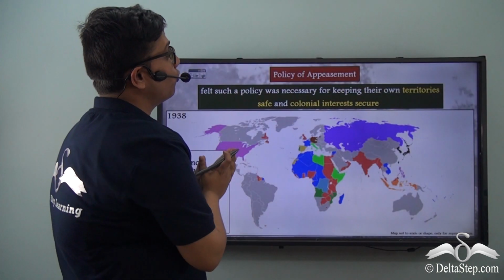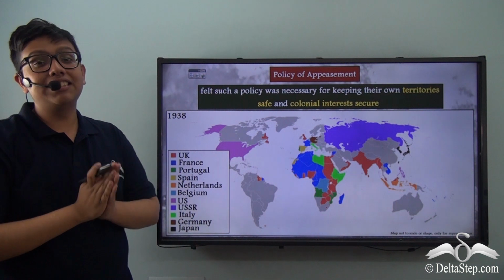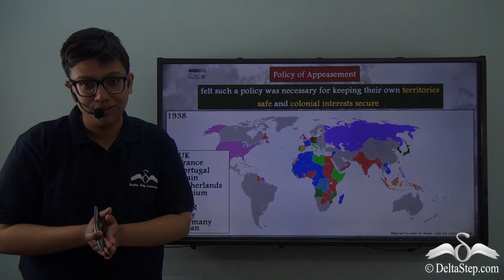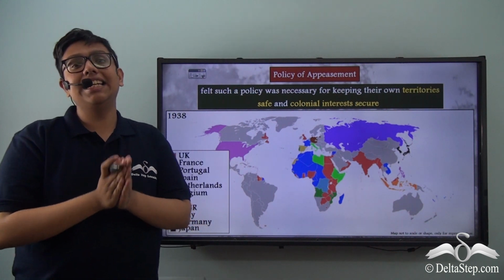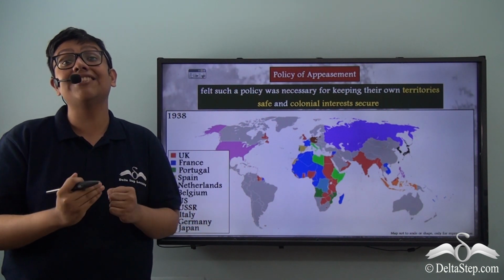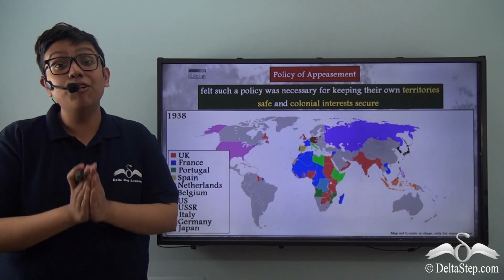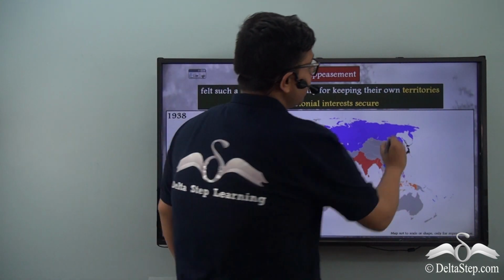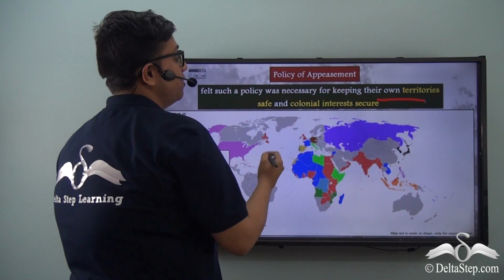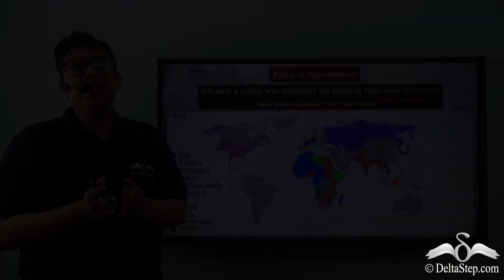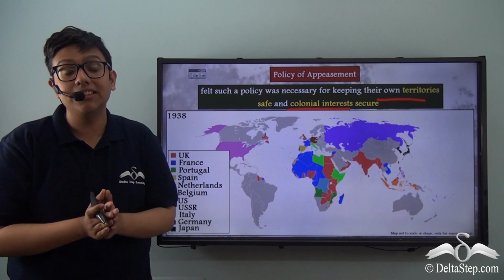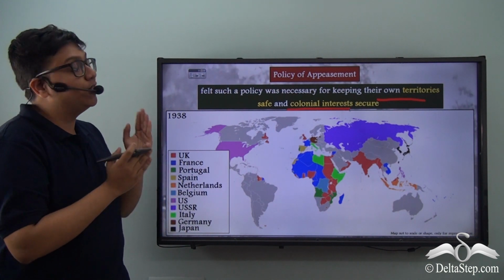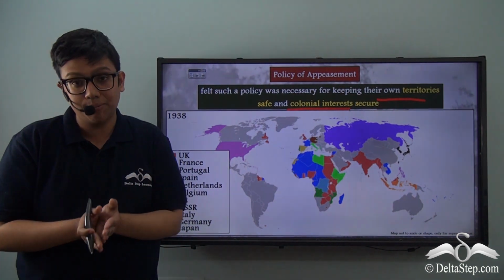Another reason to follow a policy of appeasement was because they wanted an insurance policy of sorts. They thought that if such a policy is being followed, these discontented nations, which now were following aggressive expansionist policies, would not attack their own territories and the colonial interests of the allied nations. Just to keep safe their own territories and to also secure their colonies, the allied nations pursued the policy of appeasement as an insurance policy.